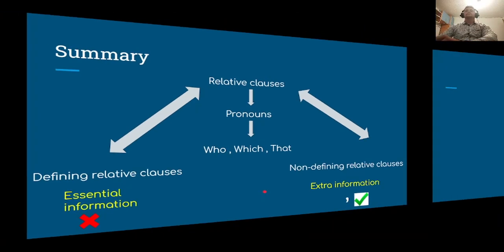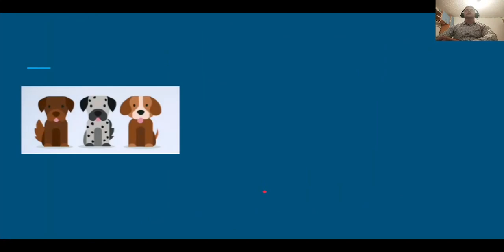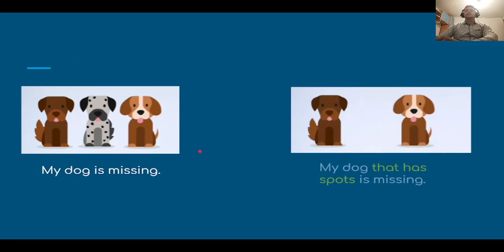Correct. Now, let's take a look at another example. A picture of 3 dogs. So, I'm the owner of these 3 dogs, and I'm saying to you, my dog is missing. Do you know which dog am I missing? With the sentence being like that? No, of course not. But if I say, my dog that has spots is missing.